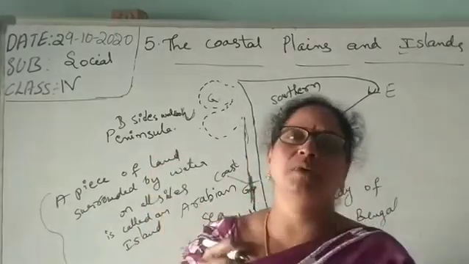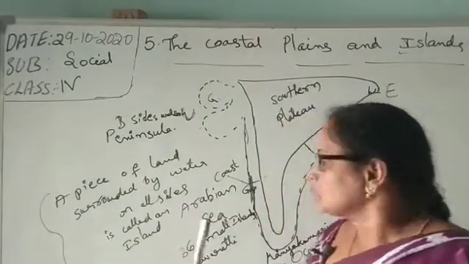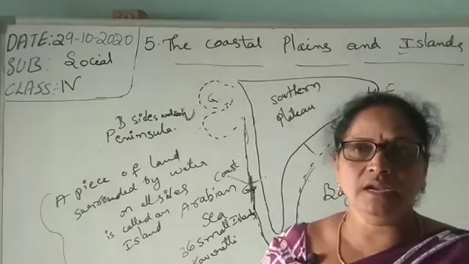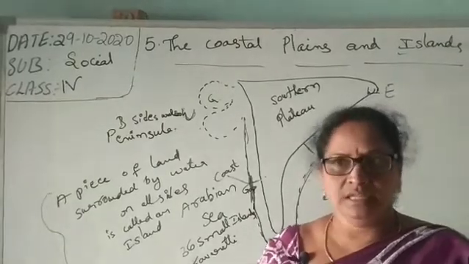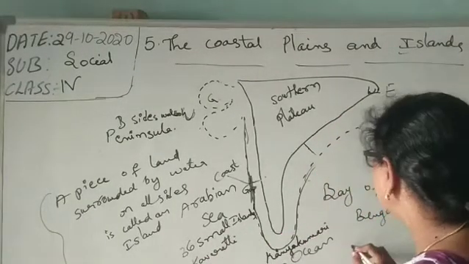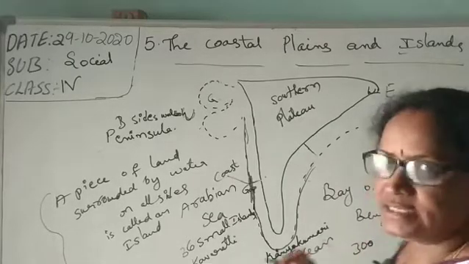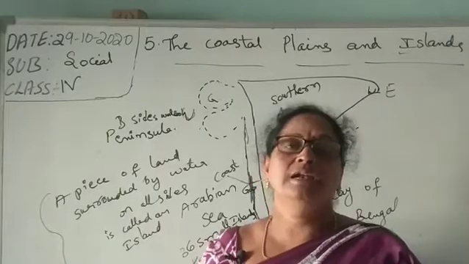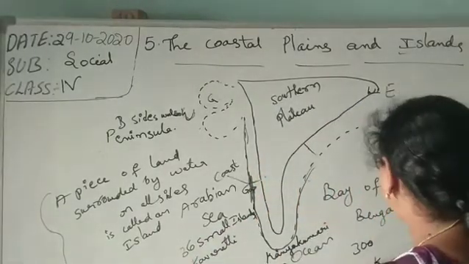The welfare of these union territories will be looked after by the central government. And one more is the Bay of Bengal. In this Bay of Bengal, nearly 300 small and big islands are there. Its capital is Kavaratti. Sorry, its capital is Port Blair.